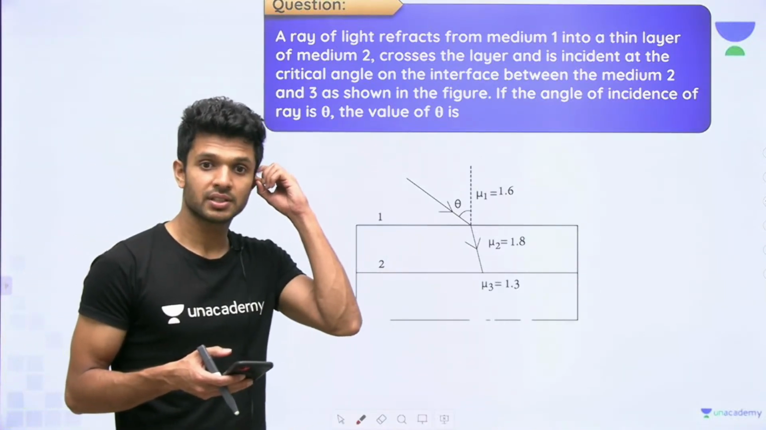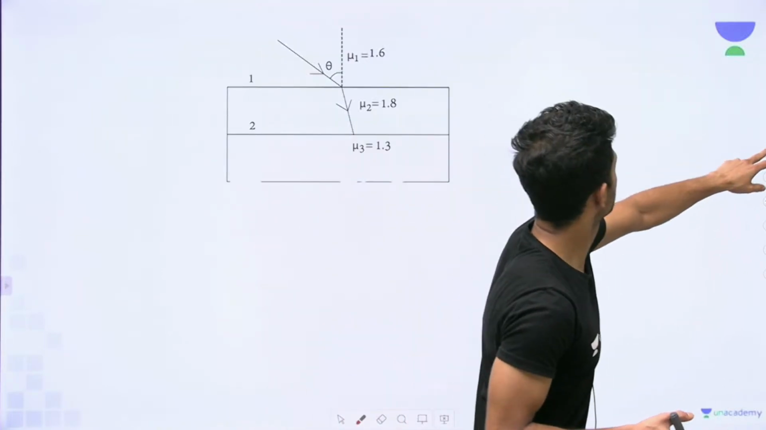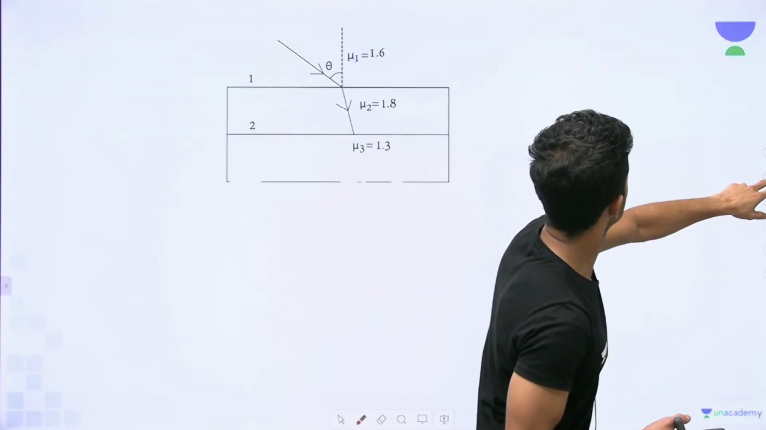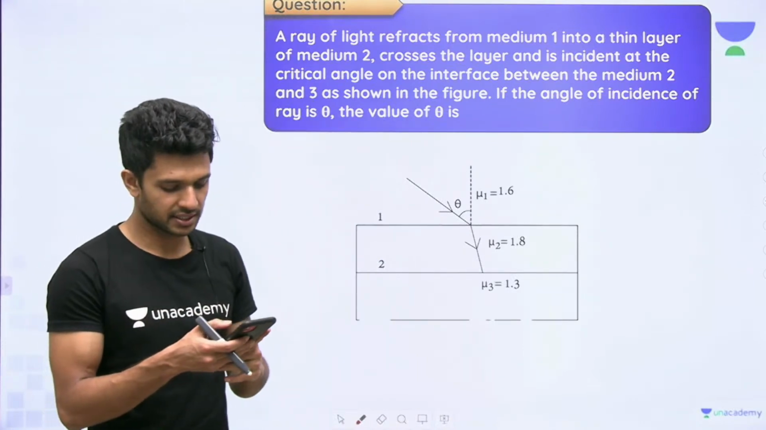We'll do one more question, okay? And after this question, is there anything else? Refraction from spherical surface. Okay. So let's see if we have time. We'll start with refraction from spherical surface.